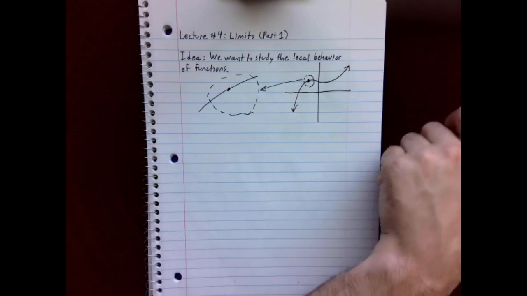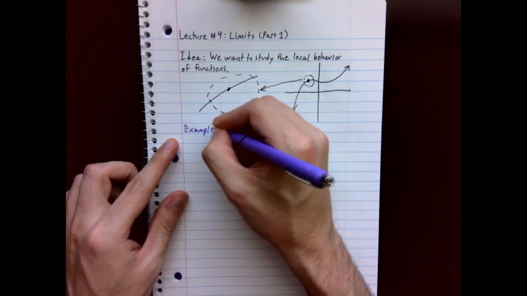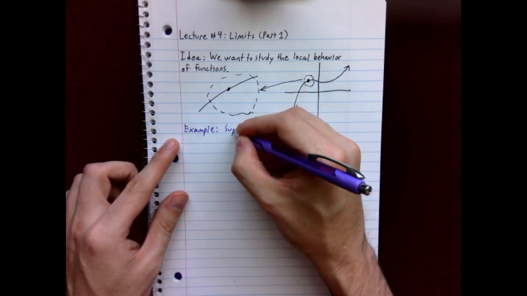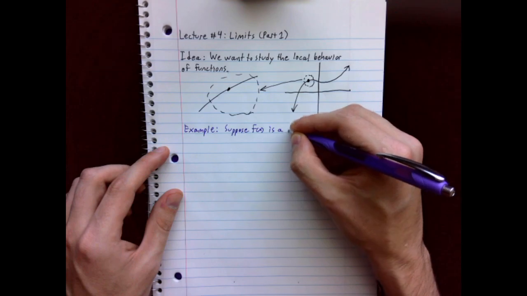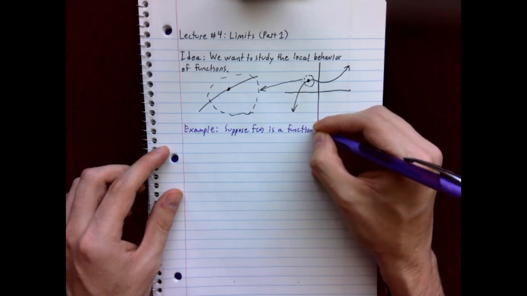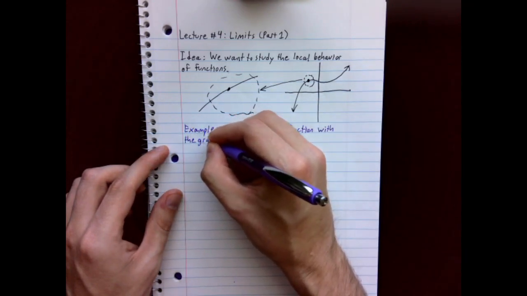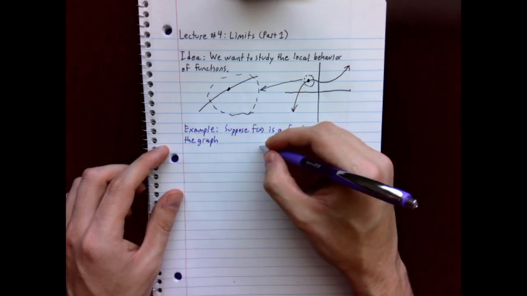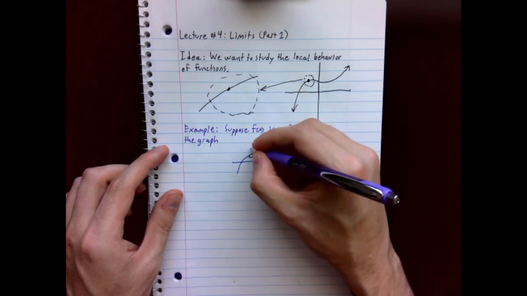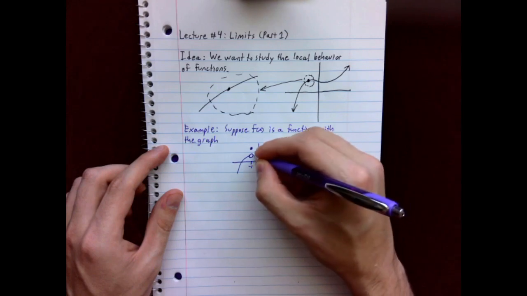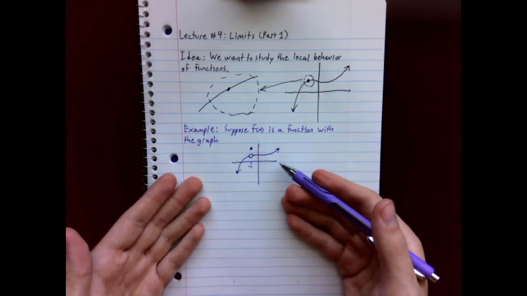So as an example, suppose I have a function, so suppose f of x is a function with the graph, I don't know, something like this. And I have a removable discontinuity at a particular point. Let's say this is maybe -1. I don't care. It doesn't really matter what we choose there. So let's suppose I have this function.